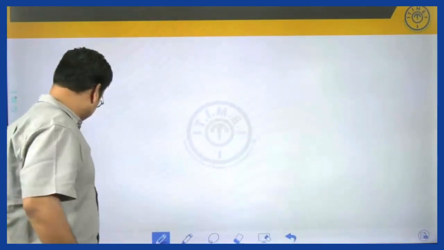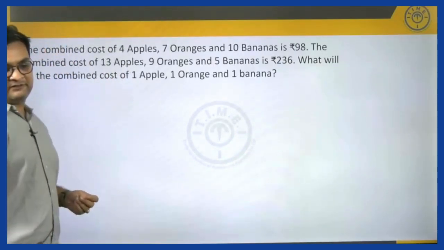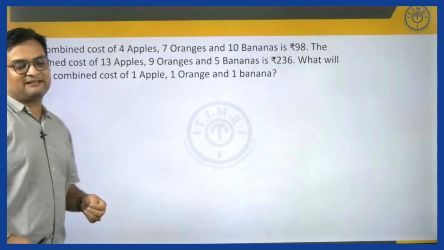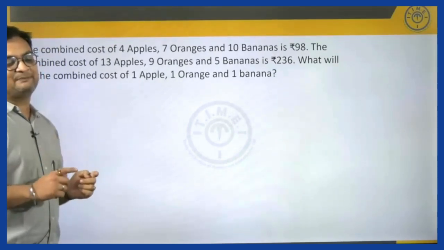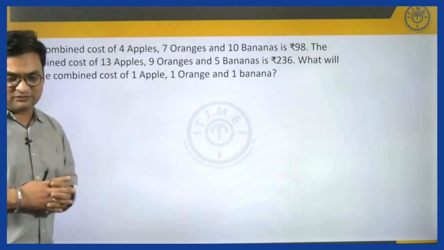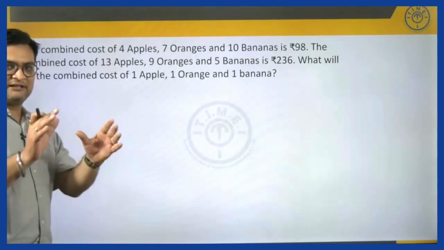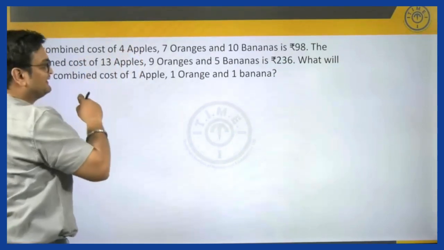using the following example. Now if you look at this, the cost of 4 apples, 7 oranges and 10 bananas is 98. The combined cost of 13 apples, 9 oranges and 5 bananas is 236. What will be the combined cost of 1 apple, 1 orange, 1 banana? So there is a small trick involved here. Observe this. So this question is similar to what we did some time back.